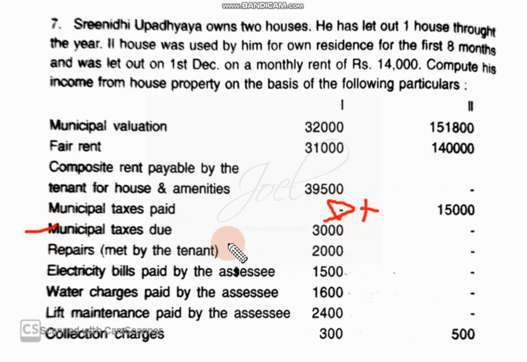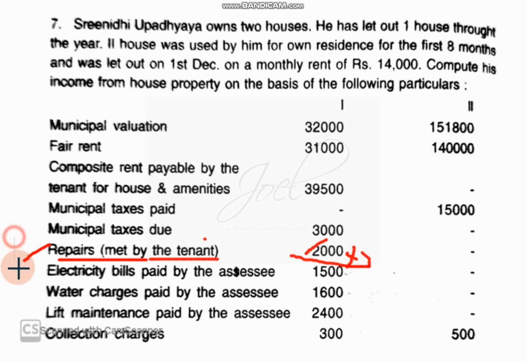Next, municipal tax due is there. Due, anyhow we cannot deduct. If it is paid, then only we can deduct. Paid is 0, so we cannot deduct it. Next, repairs. In the normal case till now we have not considered repairs, so repairs will not come in our calculation. Whoever has paid it, maybe tenant or the owner, anyone pays it, we are not considering the repairs.